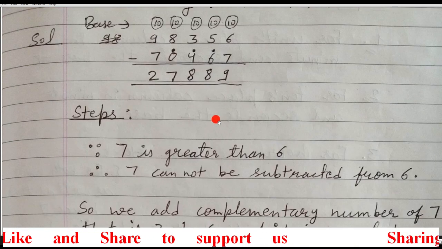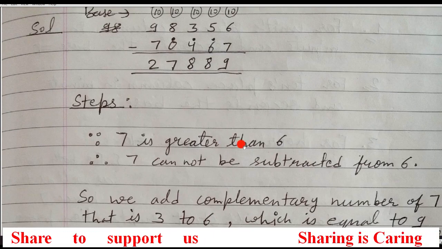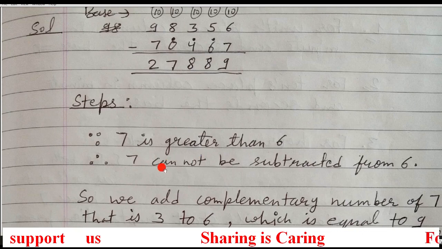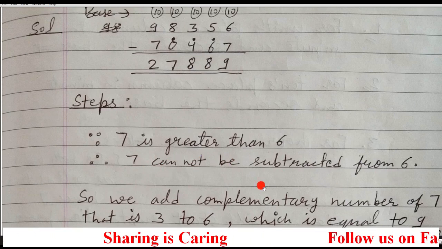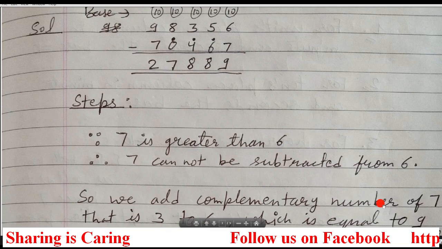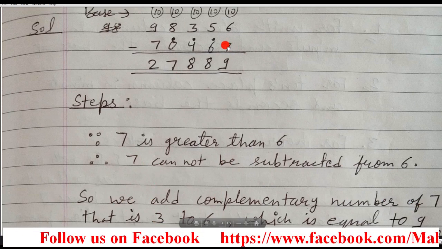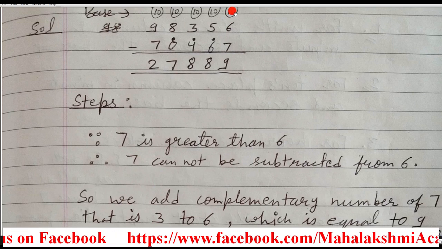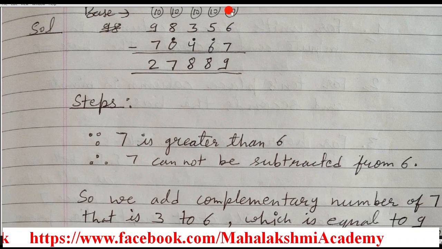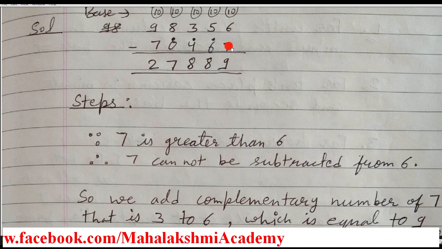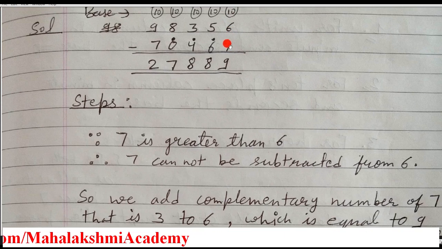See the steps I wrote here. 7 is greater than 6, so 7 cannot be subtracted from 6. So we add the complementary number of 7, that is 3. How do we find the complementary number of any number? Subtract it from the base. So 7 subtracted from 10 is 3, so the complementary number of 7 is 3. You add that 3 to 6, so the answer here will be 9.